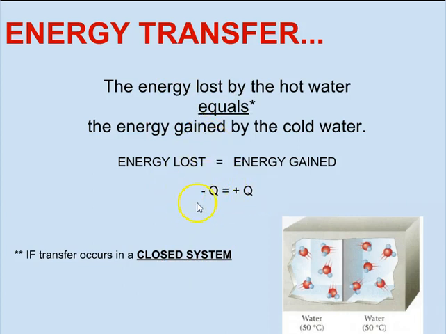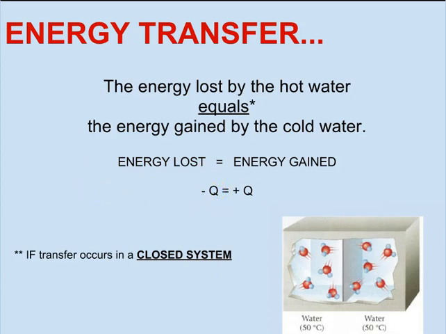Now this is where everyone gets confused, so make sure you understand this. The negative here is not a mathematical negative. I mean, we're going to treat it as a negative in our calculations, but negative Q means energy lost. Okay, write that down. Negative Q equals energy lost. The negative means the energy is leaving the system.